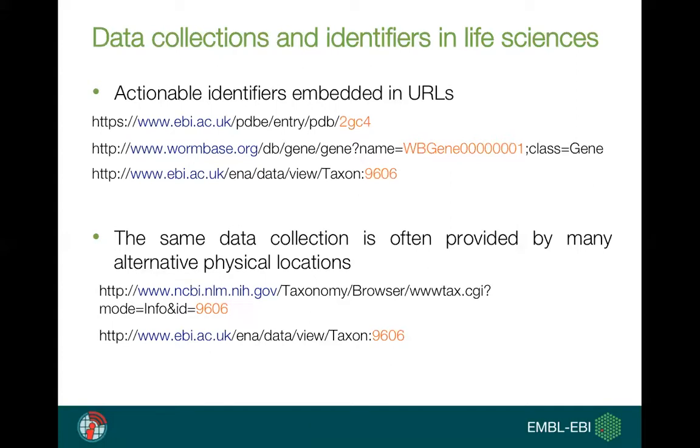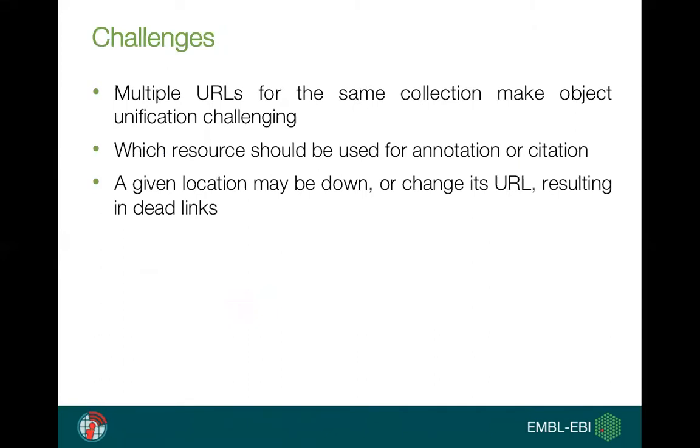So, assigning identifiers is a great start, but the way we use them at the moment also poses some challenges. Multiple URLs for the same collection make object unification challenging. And when you come to annotate these resources, which resource should you be using to annotate or cite the data? And also, how do we keep track of the changing URLs and the dead links?